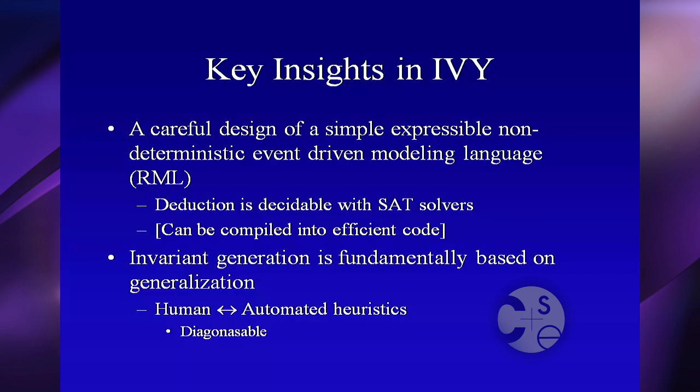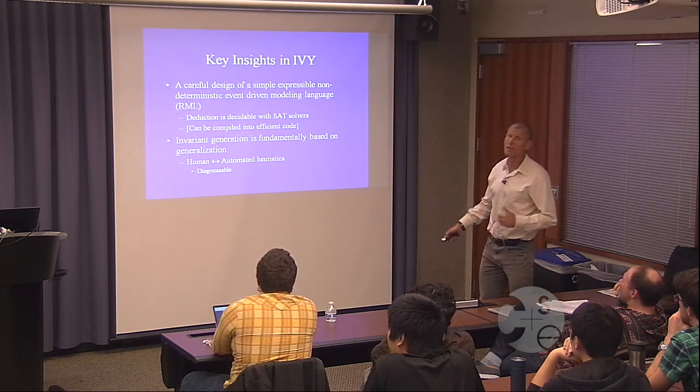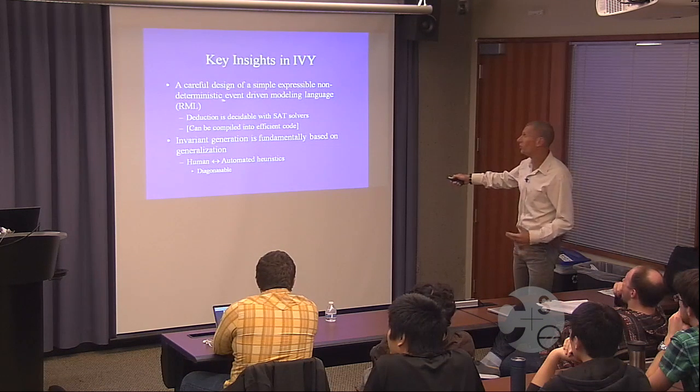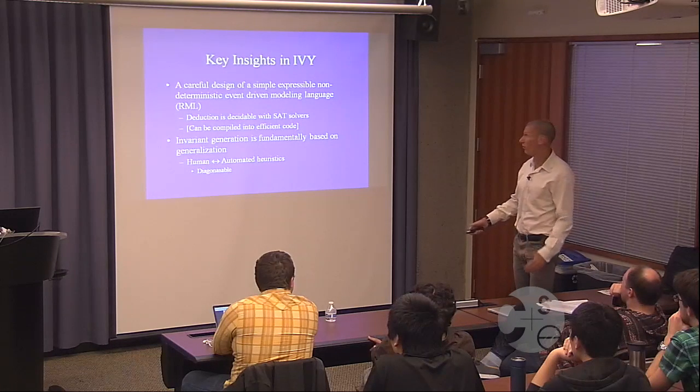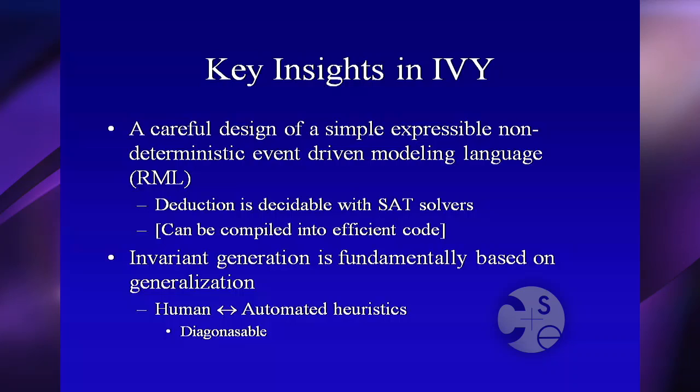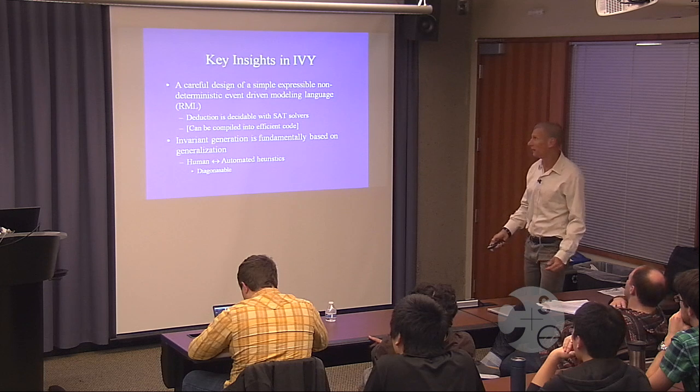And in fact, we think, and Ken actually has ideas how to compile it into efficient code, but that's not going to be the subject of this talk. So this is the first idea, that we have a simple modeling language, which is weak but strong enough. And the second thing is that invariant generation is fundamentally based on some kind of generalization. And the way we do generalization is by a cooperative process between the human and the automated heuristic. And this will be understood once we see an example.